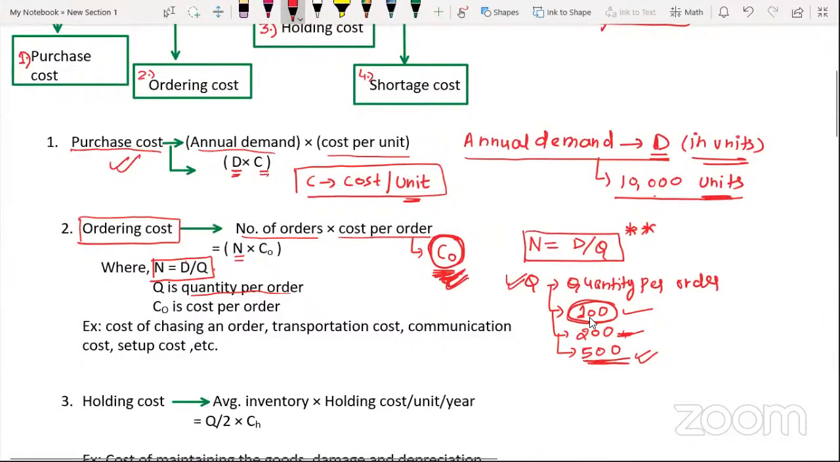Here you can see this C is the cost per unit, the cost of a single item. But C naught is not per unit, it is per order, and in a single order any quantity can be possible. It can be 100, 200, 1000, 10,000, anything. So C naught does not depend on the per unit, it depends on per order.